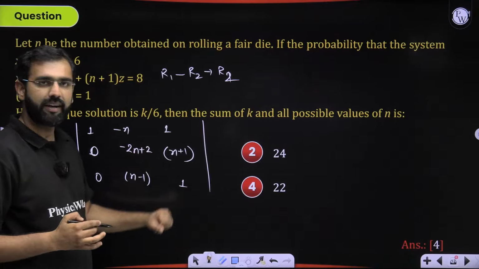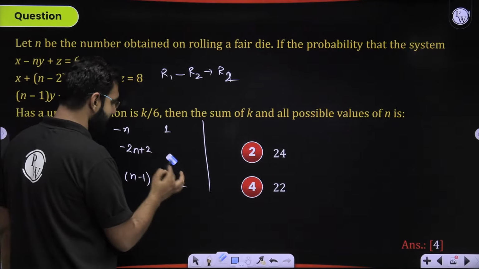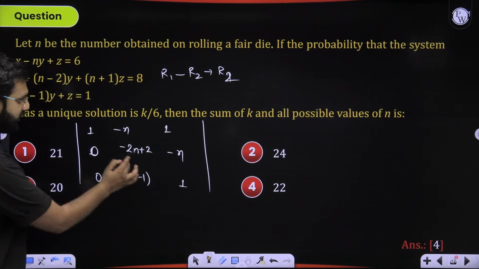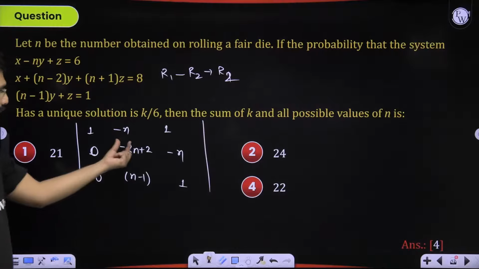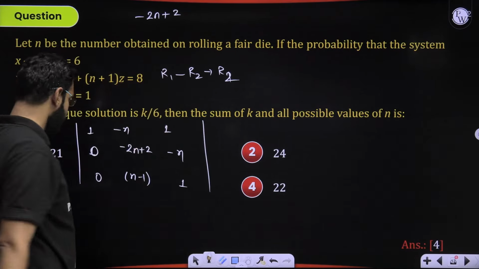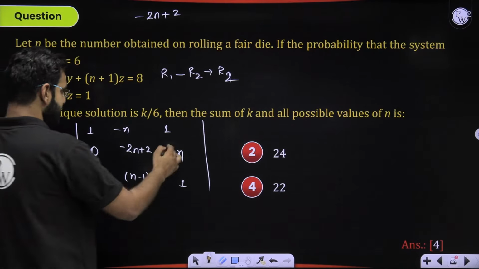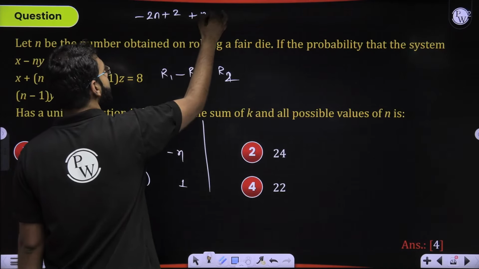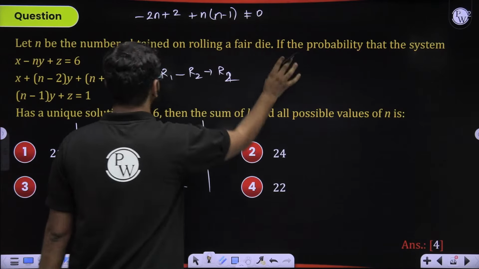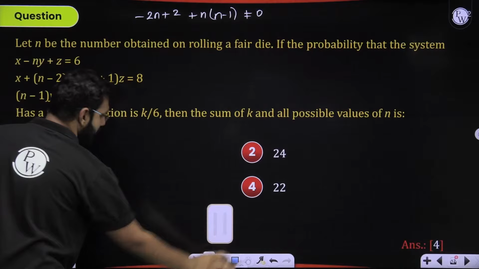1 minus n minus 1, so this 1 and 1 are cancelled and you're left with minus n. Now when you simplify this, I think simplification is easy. This into this, minus this into this. So minus 2n plus 2 into 1, that is minus 2n plus 2. Correct me if I'm wrong. Minus, so minus minus n is plus n times whole of n minus 1. This delta should not be 0. You do remember that discussion, right?